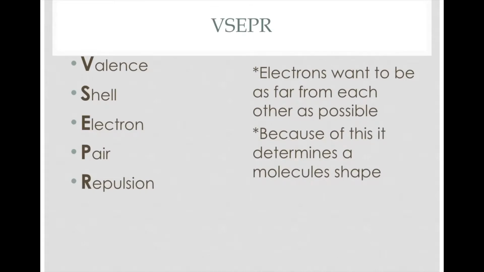This is called VSEPR. It stands for valence shell electron pair repulsion. It's a mouthful. So basically, because all electrons are negative and they're like charges, they're going to repel. See how it says electron repulsion? These extra electrons, when they're not being shared, put a huge push on the shared pairs. So pretty much all electrons want to be as far from each other as possible.